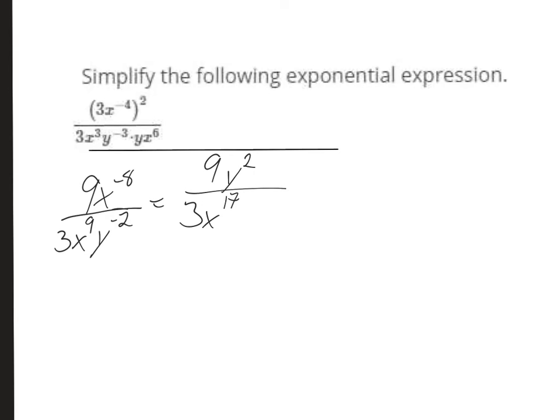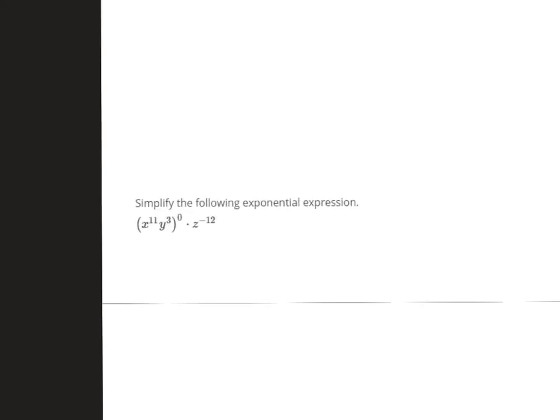And then the negative 2 just means I'm going to flip what side it's on, so it becomes on the top. So 9y squared over 3x to the 17th, which is the same thing as saying the 9 and the 3 are going to cancel out. 9 divided by 3 is 3. So my final answer is 3y squared over x to the 17th. So that is what we are looking for.